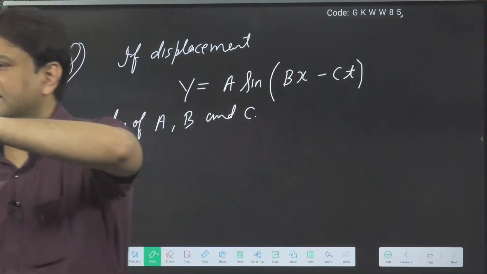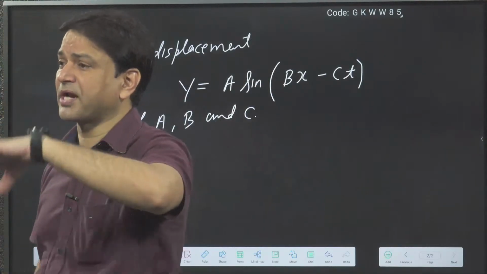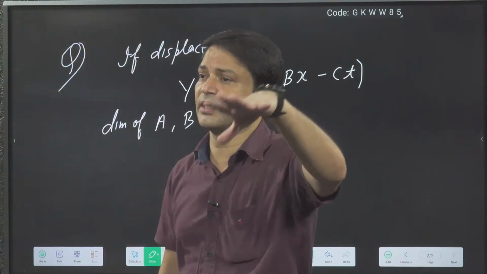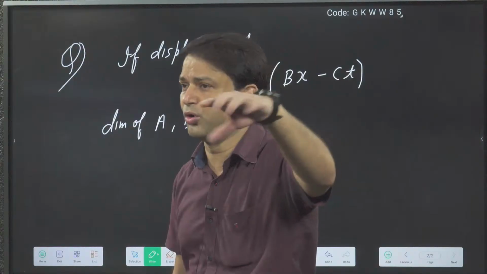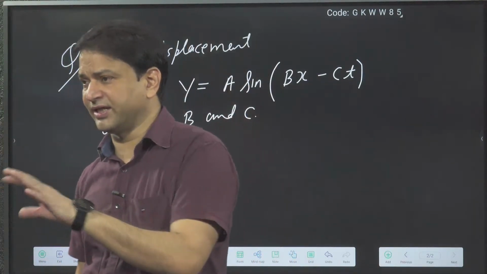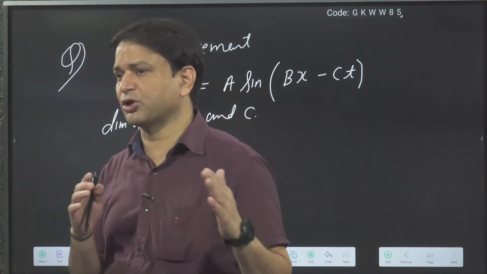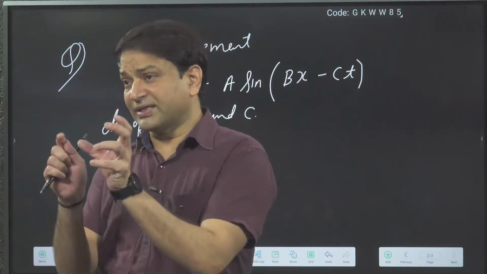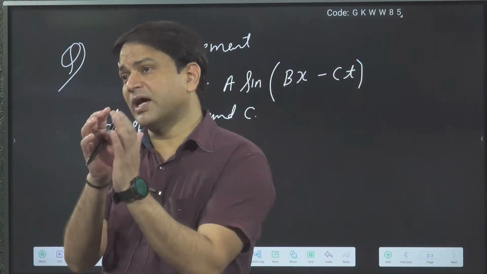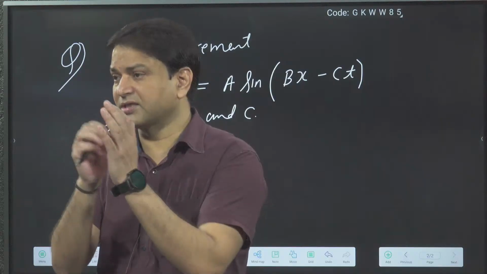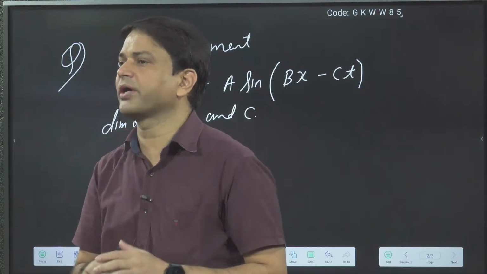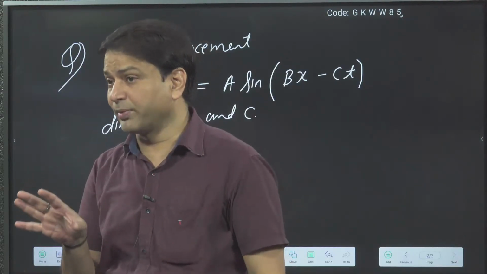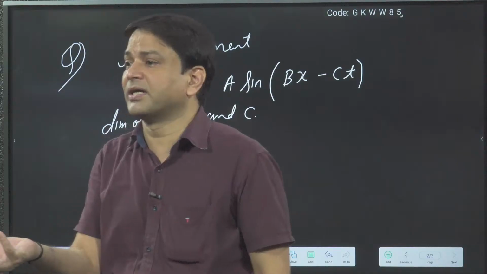Bx and ct we are subtracting. We can add, subtract or equate only when they have the same dimension. Yes or no? So bx and ct we are subtracting, so dimension of bx is equal to dimension of ct. And bx and ct is the input of the trigonometric function sine. It means they should be dimensionless. Basically, they are representing the angle.